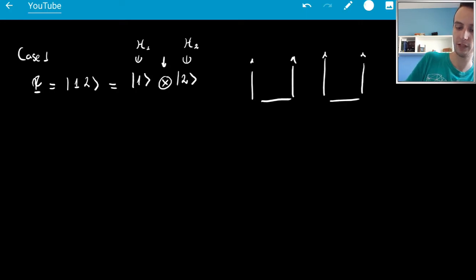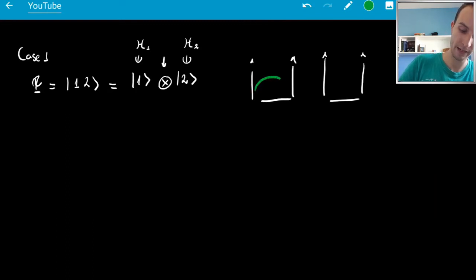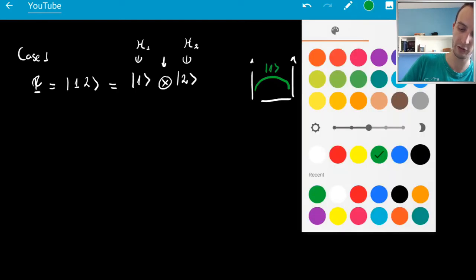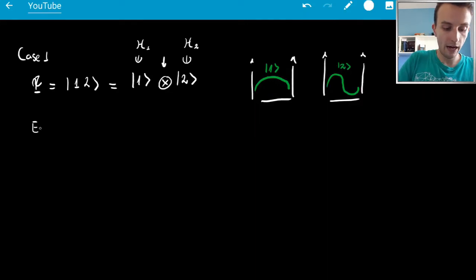So the first well and the second well. The first well has this state, the second well has this state, right? This is state 1, this is state 2. And now, if I measure E1, this is why numbering is good, and this is why I wanted to call this 1 and 2.